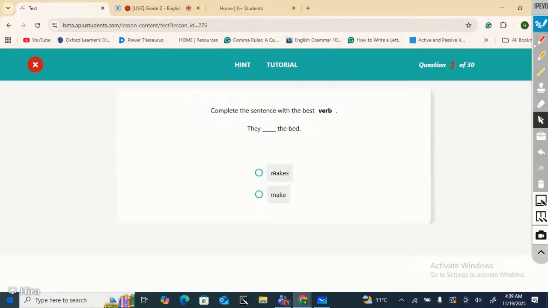They blank the bed. Again, they, plural subject, take a plural verb, make. Why is it make? Because this plural verb does not end in s or es. We need a plural verb with a plural subject. They make the bed.